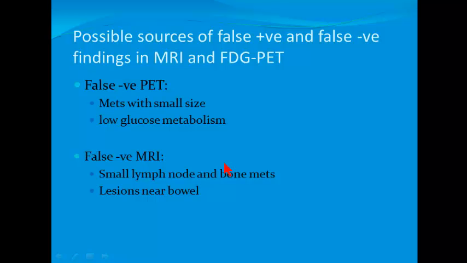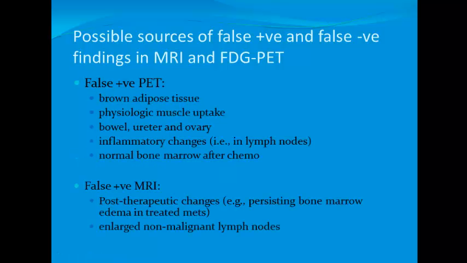What about MRI? Well, small lymph nodes and bone METs. Small lymph nodes and small bone METs might generate a false negative MRI. Lesions near the bowel might be difficult to assess as well. False positive PETs, well, the trick of interpreting PET is oftentimes trying to figure out what's normal, what's physiologic and what isn't. So brown fat, physiologic muscle uptake in bowel, ureter, ovary, inflammatory changes, or normal bone marrow following chemotherapy, for example, might be false positives. What about with MR? Well, post-therapy changes are always the issue. Is it post-therapy or is it recurrence of disease, for example?